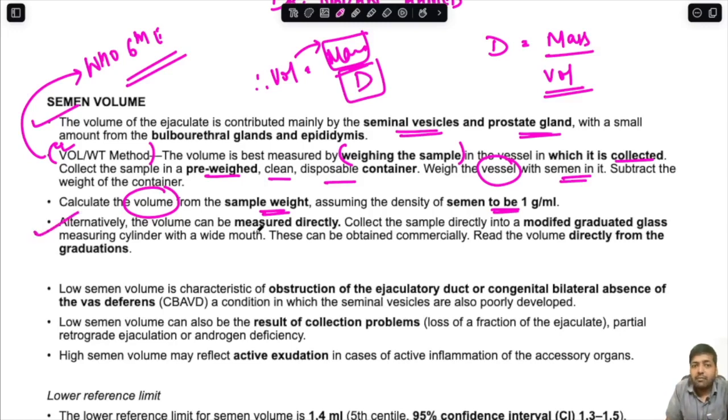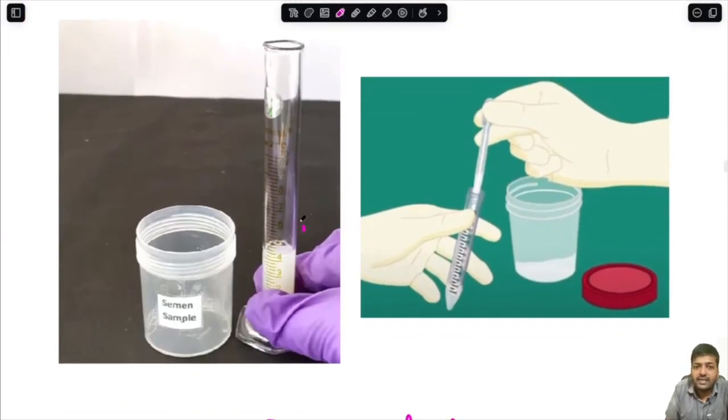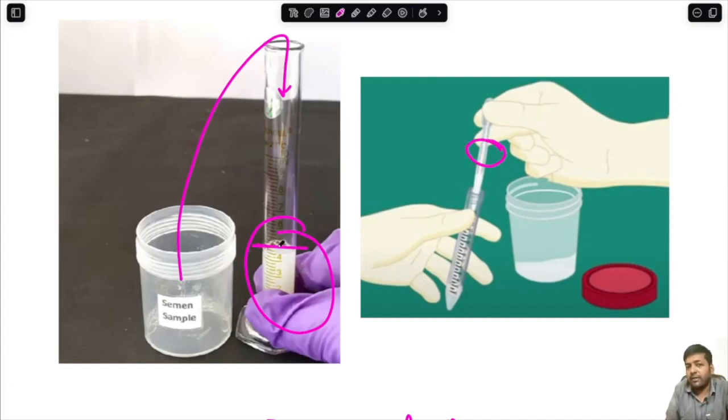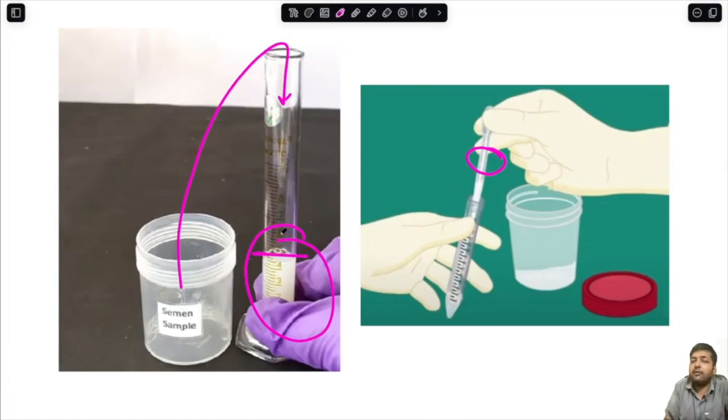Alternatively, the volume can be measured directly. Collect the sample directly into a modified graduated glass cylinder with a wide mouth. These can be obtained commercially. Read the volume directly from the graduation. So let me show you. This is a graduated chamber. From this particular container, you just transfer it into a graduated glass tube, as you can appreciate. You can either do it directly, or you can use the help of a pipette to transfer the same. And over here, whichever number you get, the semen sample will give you the reading.